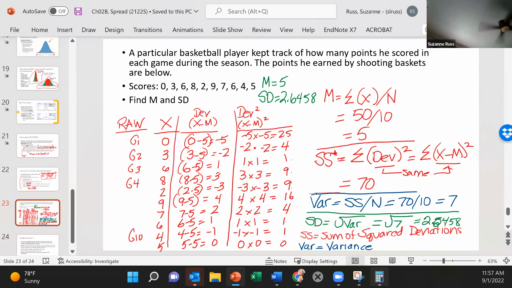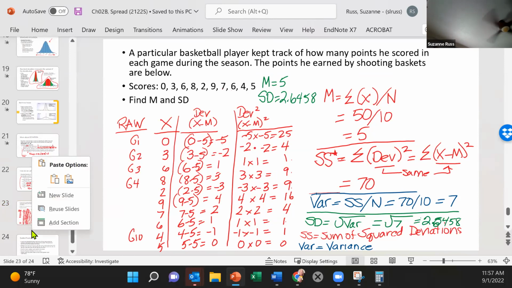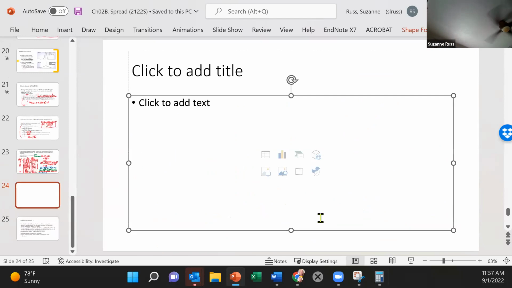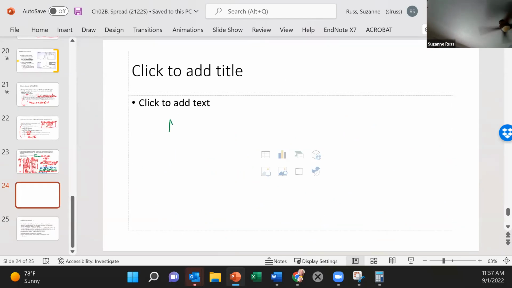And that means, if you were going to explain it, that the number of points scored by this basketball player varied from the mean by a little over 2.5 points. So if I was going to write an answer that involved writing the answer and explaining it, my answer might look something like this. M equals 5. Standard deviation equals 2.6458.